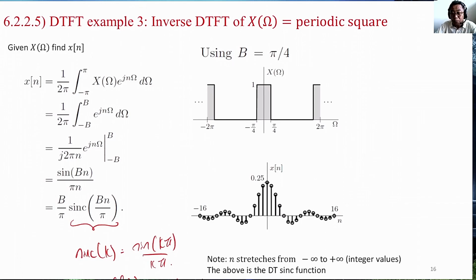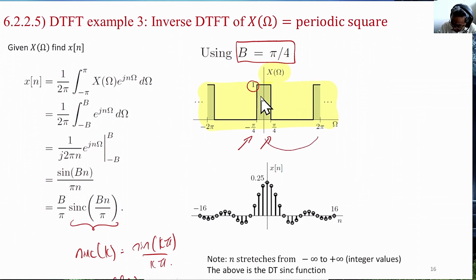This is 6.2.5. In here, we are given that X(jω) is a periodic pulse, and that we have b equals π/4. It means that it stretches from −π/4 to π/4 with amplitude 1 for the pulse, and then it actually repeats every 2π.